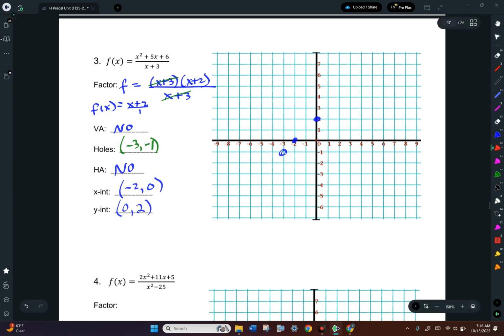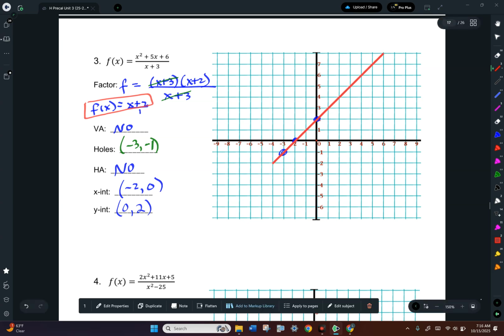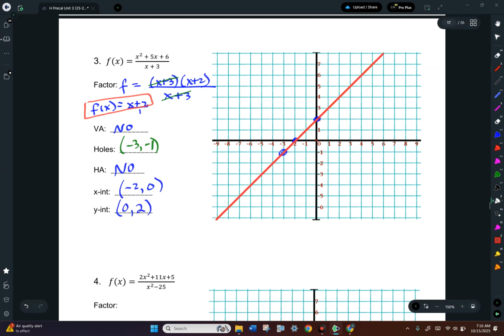Should my graph look like a line? Well, yeah, look at your simplified version of the equation. It's just x plus 2. Isn't that like mx plus b? Isn't that just a line? So I don't even have to mark off my y-intercept or my slope. I've already got these 3 points that are going to help me know where this line goes. So it's something like this. Again, make sure you notice that there was a hole right in there.